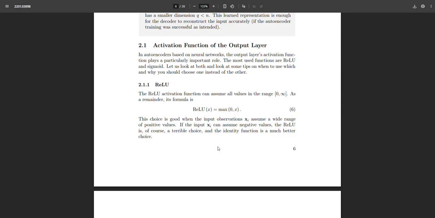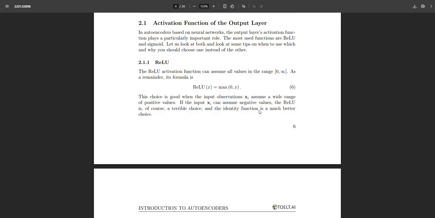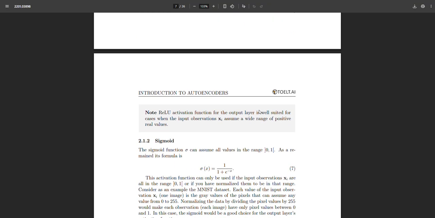The ReLU activation function can assume all values in the range 0 to positive infinity. This makes ReLU a good choice when your input observation xi assumes a wide range of positive real values. However, if your input data can assume negative values, ReLU is a poor choice, as it will clip all the negative outputs to 0. In that specific case, the identity function would be a much better alternative.